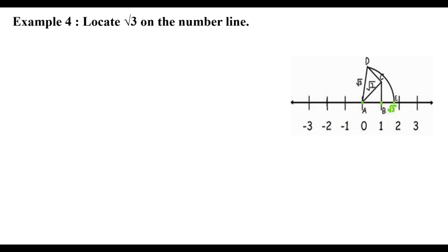The next example, locate root 3 on the number line. So first step is same as the location of root 2 on the number line. So look at the figure. So here AB is equal to 1 unit. Draw first AB is equal to 1 unit. Then BC is equal to 1 unit. AB is perpendicular to BC. So here BC is equal to 1 unit. So this implies AC is equal to root 2 unit.